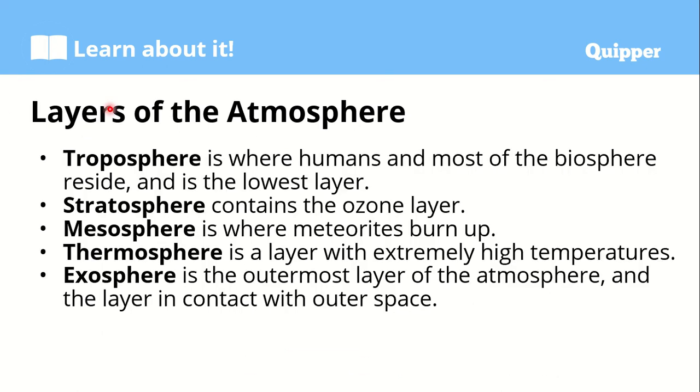Okay, the last layer of the atmosphere is the exosphere. Exosphere is the outermost, from the word exo, meaning outer. Exosphere is the outermost layer of the atmosphere and the layer in contact with outer space. So therefore, exosphere serves as the boundary between the Earth's atmosphere and outer space. This layer is about 10,000 kilometers thick, which forms a boundary between the Earth and space.